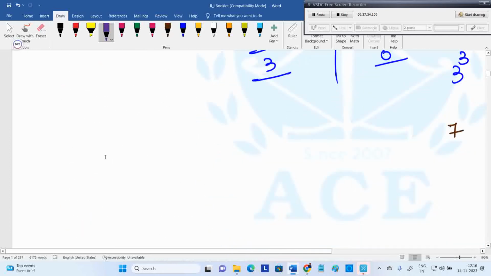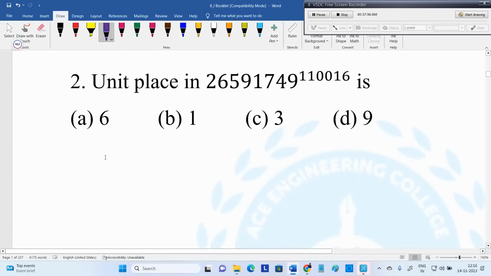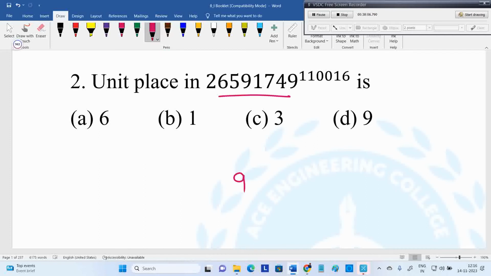Next one. See the second question. I hope this is very easy for you. Such a big number, right? But don't worry. Our concept is simple. This is all 9. Sir, power is 1,10,016, sir.